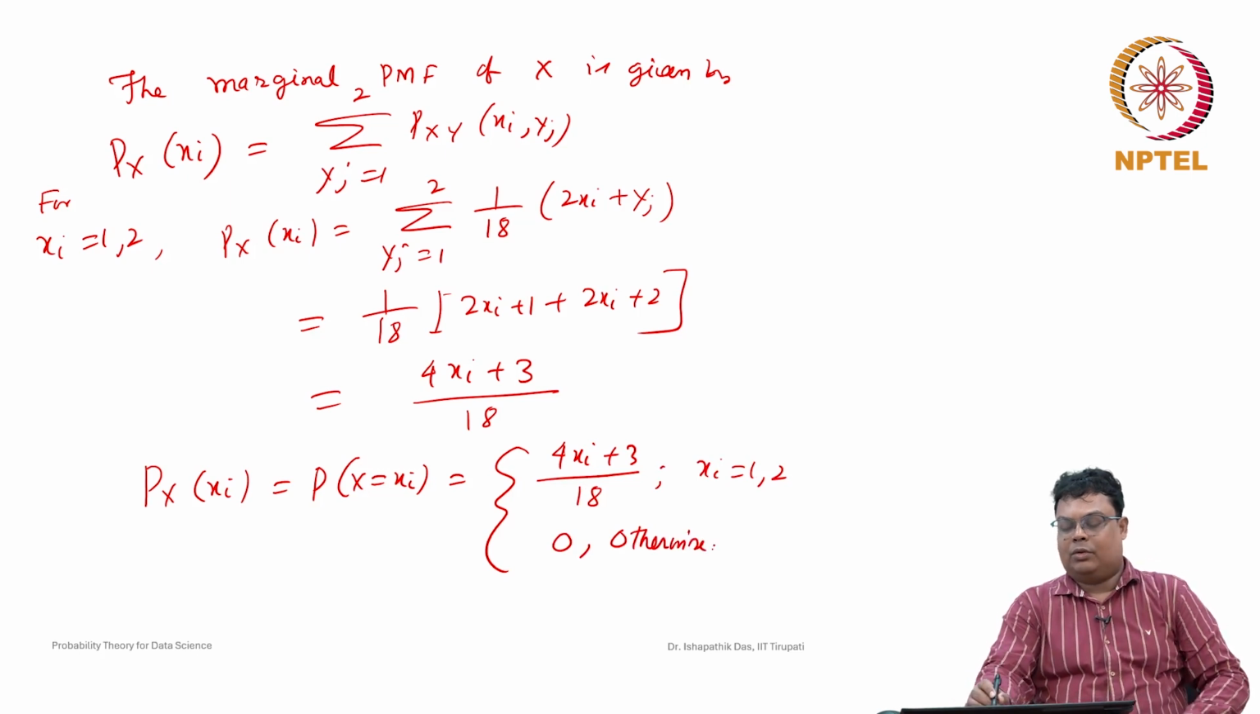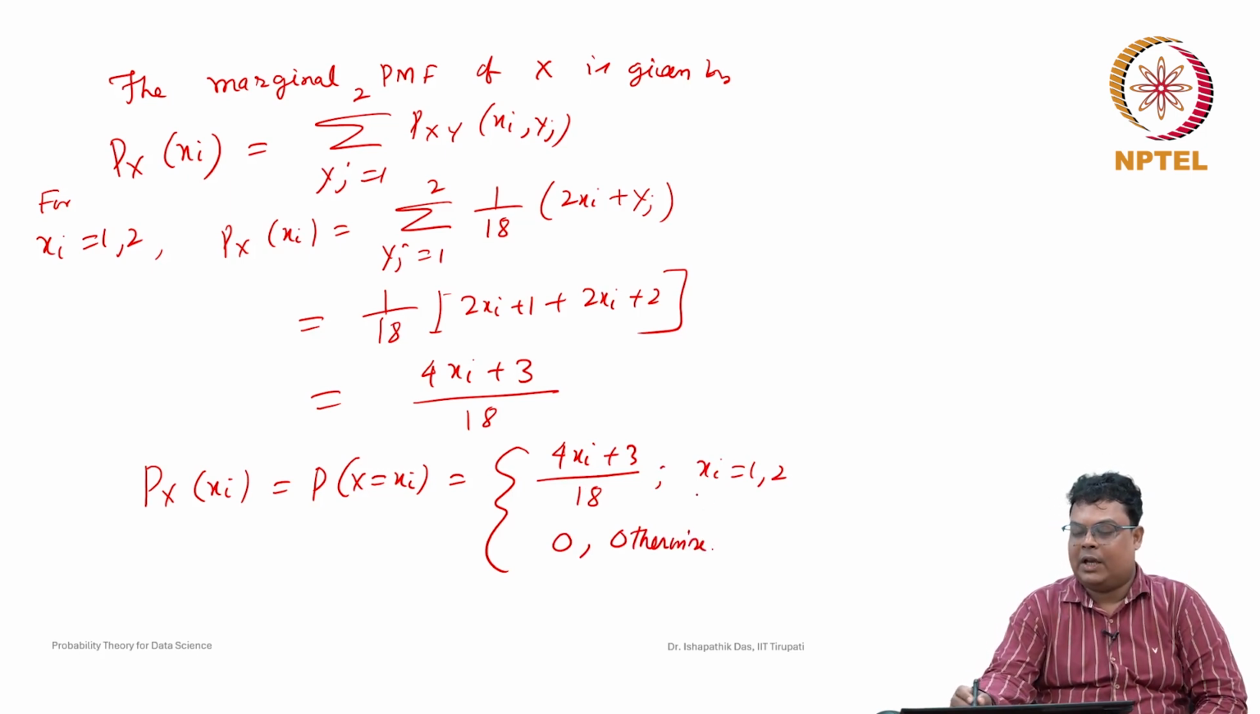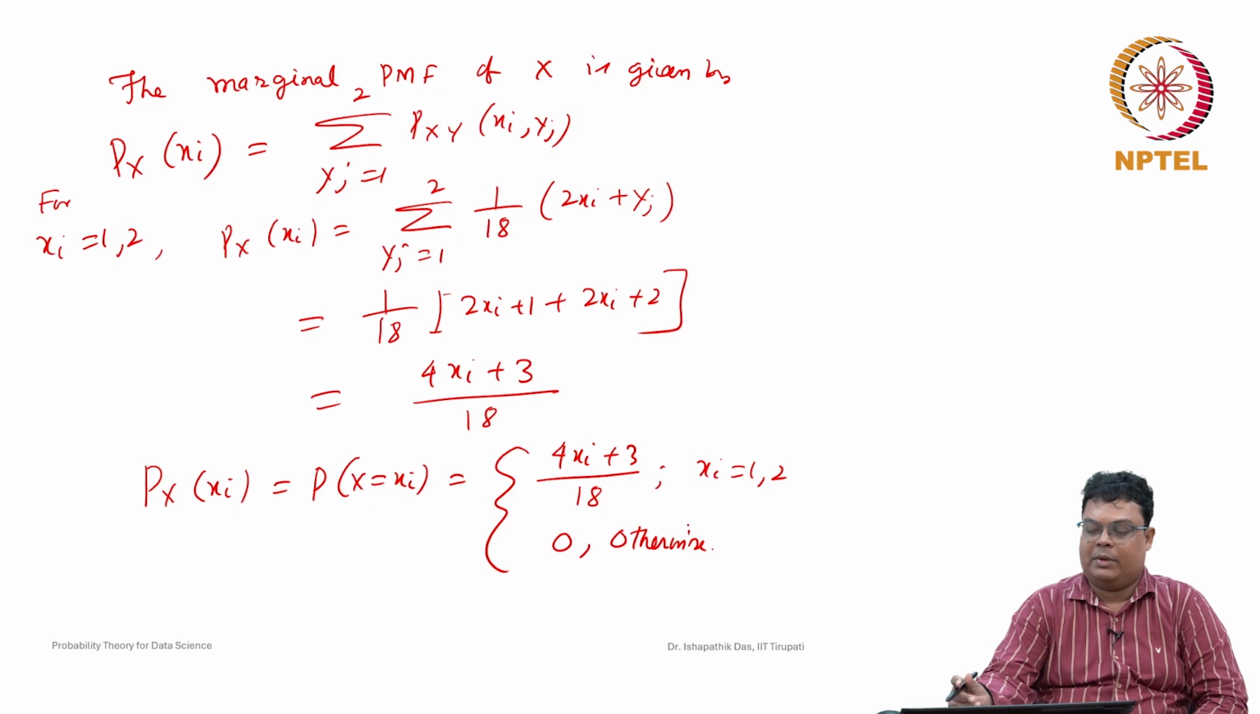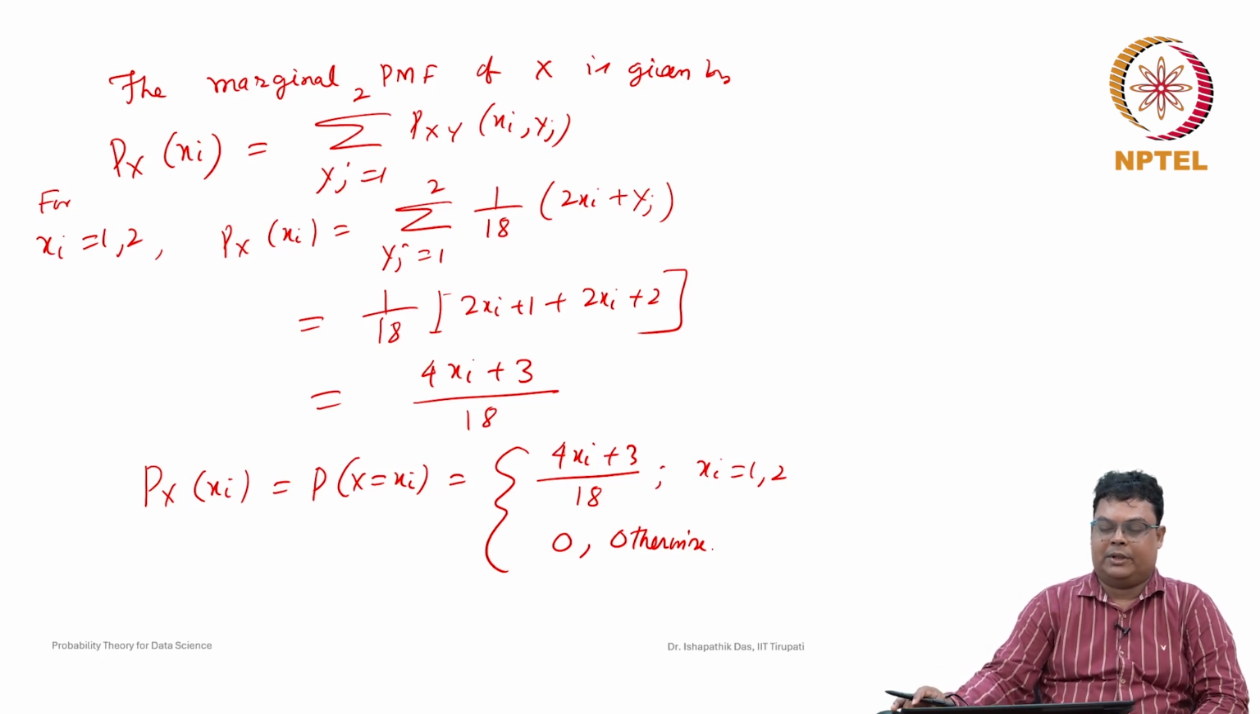You can check whether this mass function is correct, because if you take the sum over xi equal to 1 and 2, for 1 this is 7 by 18 and for 2 it is 11 by 18, and 7 plus 11 is 18. So it is a probability mass function. Now next we will find the marginal probability mass function of y.